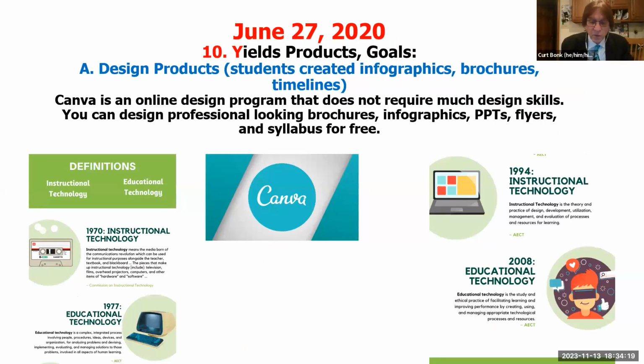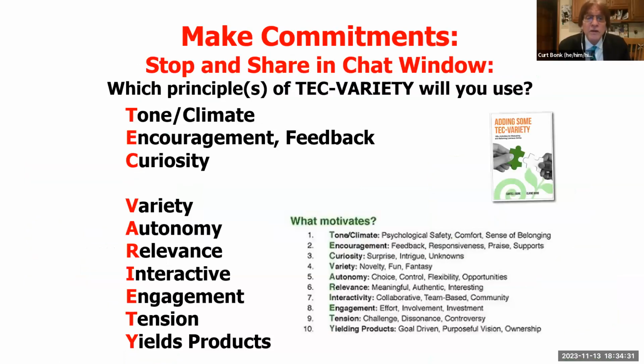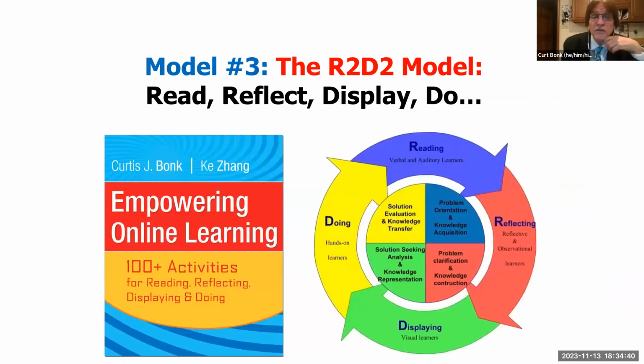And then, we always want to have opportunities to share what students have produced. Maybe it's in Canva, like an infographic or brochure. So principle number 10 of Tech Variety is yielding products. Again, tone, encouragement, curiosity, variety, and so forth. These are the 10 principles of Tech Variety that I want you to think about utilizing in your classroom.